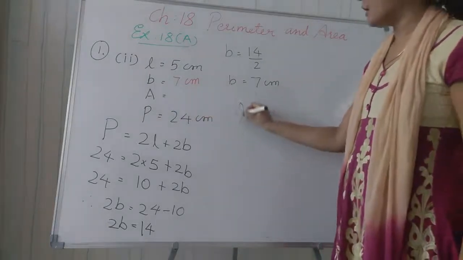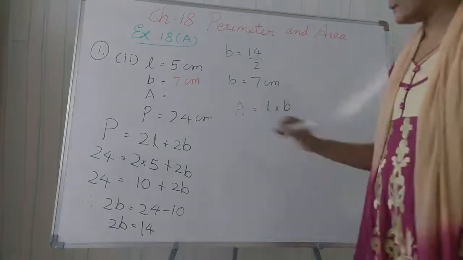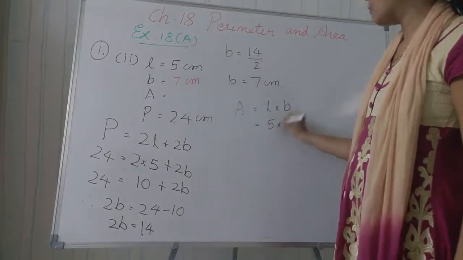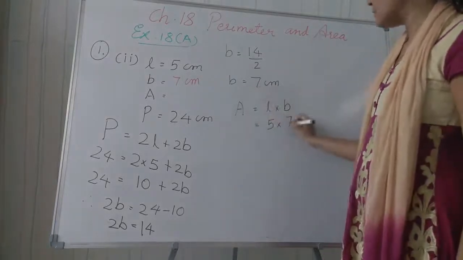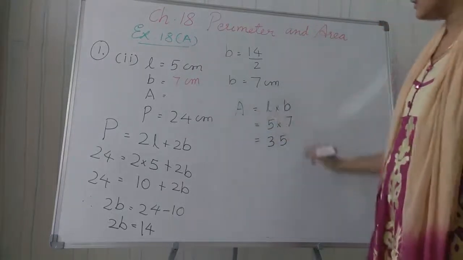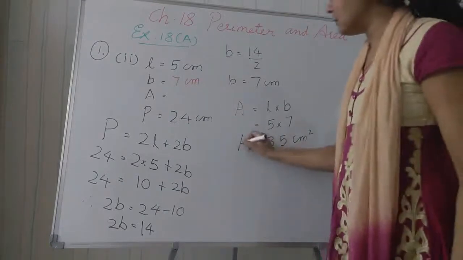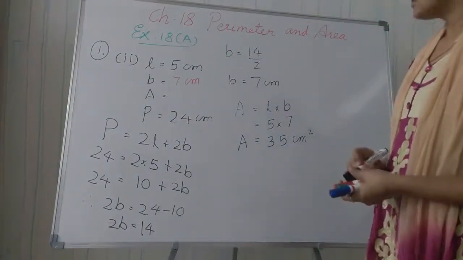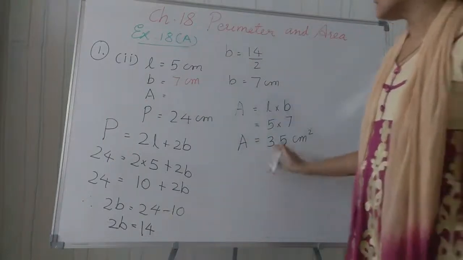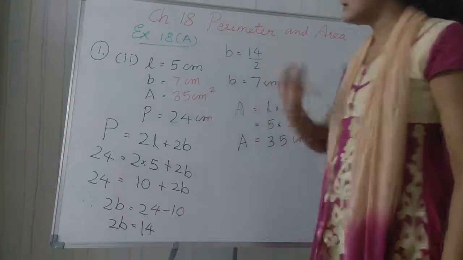So the formula for area of a rectangle is length multiplied by breadth. So here length is 5 and breadth is 7. So 5 sevens are 35, and as they are in centimeters, we get area in centimeter squares. So the answer number 2, which is also missing, we have to write as 35 centimeter square.